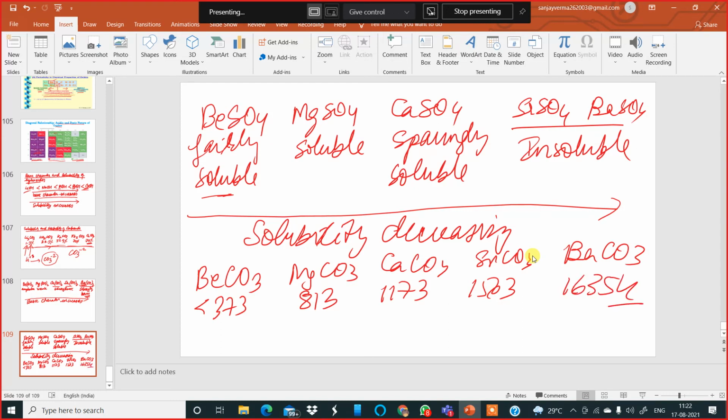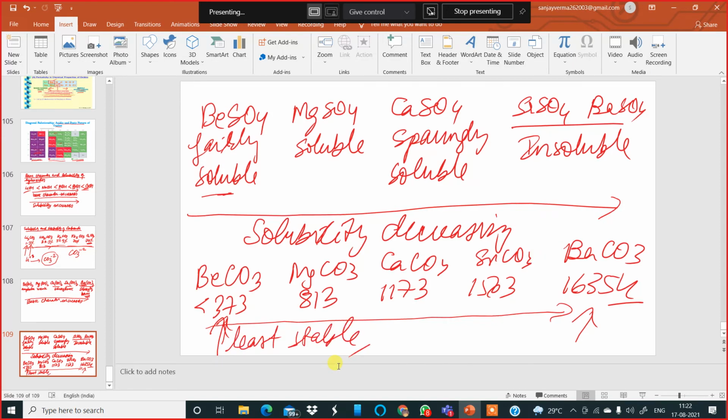So if you move from beryllium carbonate to barium carbonate, the decomposition temperature is increasing, which means beryllium carbonate is the least stable towards heat, and barium carbonate is the most stable. Okay, so this completes your chapter today, that is classification of elements and periodicity in properties.